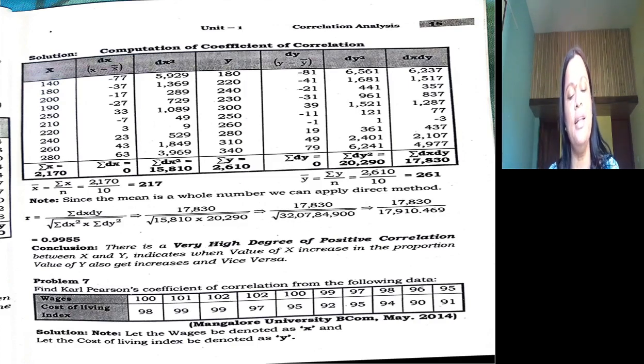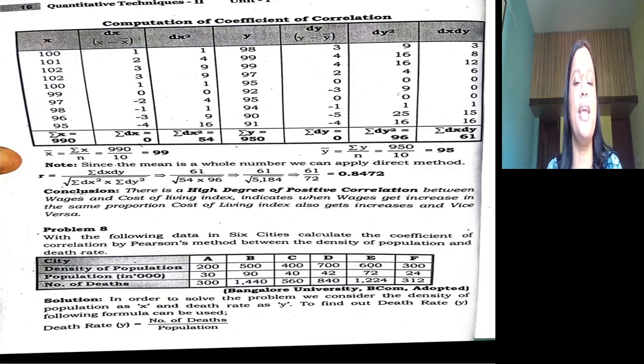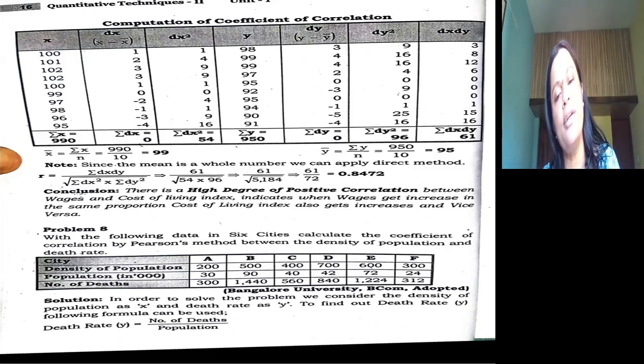We'll see the fifth one, that is, in the notes which was given to you, problem number 7. Find Pearson correlation coefficient from the following data. Wages is given, cost of living index is given. So we are considering wages as variable x, cost of living index as variable y. When we calculate sum of x, we arrive at 990. 990 divided by 10 is 99. When we calculate total values of y, we arrive at 950, divided by 10 is 95. Both are whole numbers, so we can apply the actual mean method.